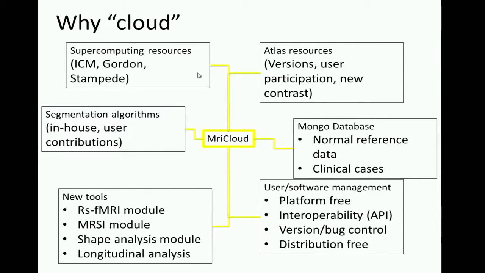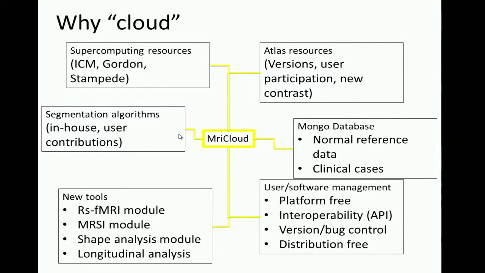We applied for grants for national computation resources, like the San Diego Gordon computer and the Texas Stampede computer, and they are willing to give us millions of CPU hours for free. And we can make it available freely to users. So users just submit the data, the data go to the supercomputer, and then the processing gets done. We can have the segmentation algorithm attached to it, and it's platform free.